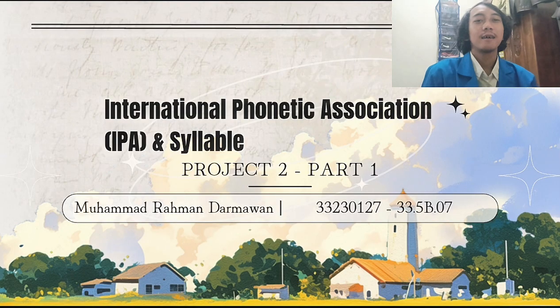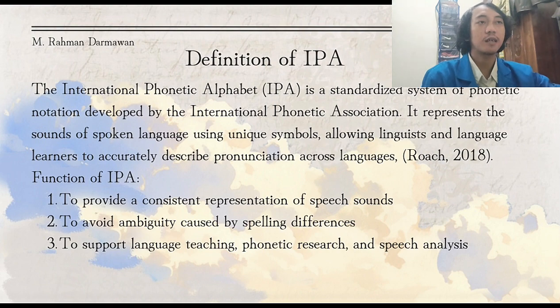Morphology and phonology, and the material for part one. I used the International Phonetic Alphabet, or IPA, and syllable. Let's start. The International Phonetic Alphabet, or IPA, is a standardized system of phonetic notation developed by the International Phonetic Association. It represents the sounds of spoken language using unique symbols, allowing linguists and language learners to accurately describe pronunciation across languages.